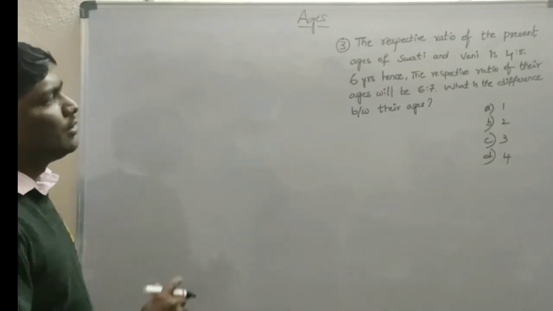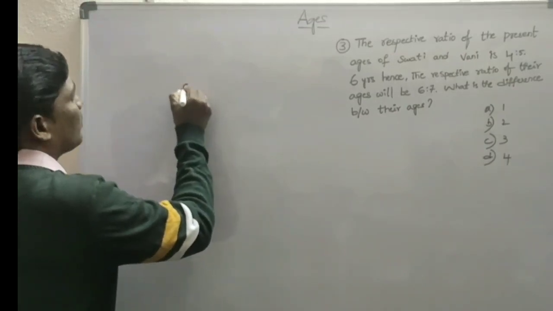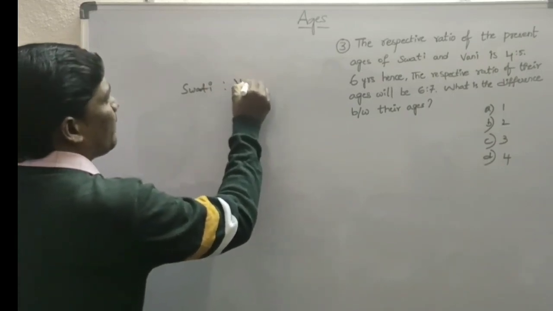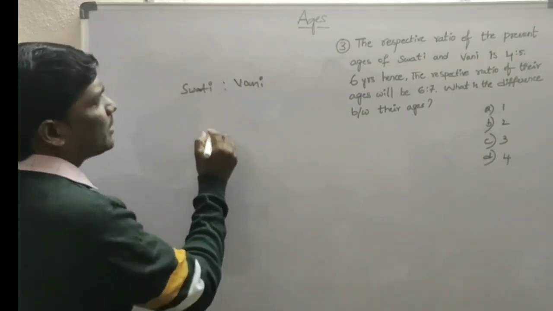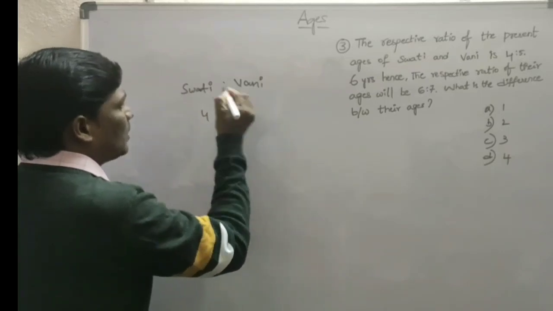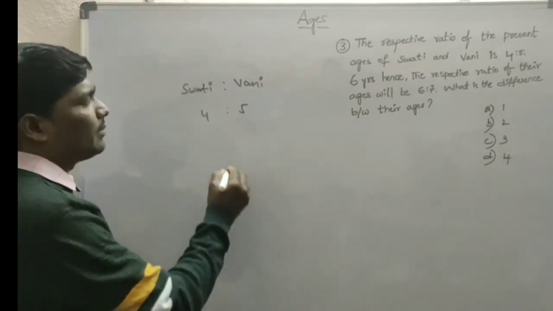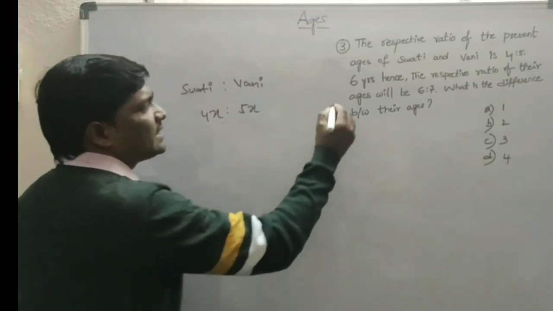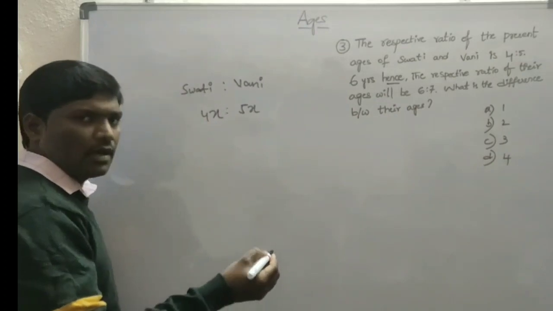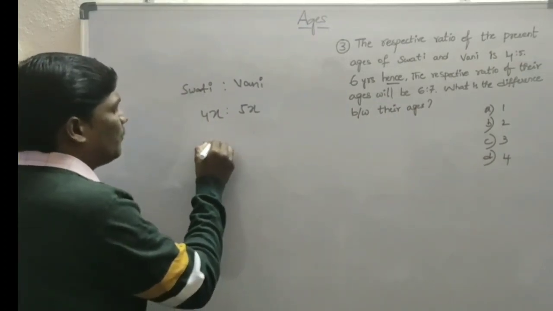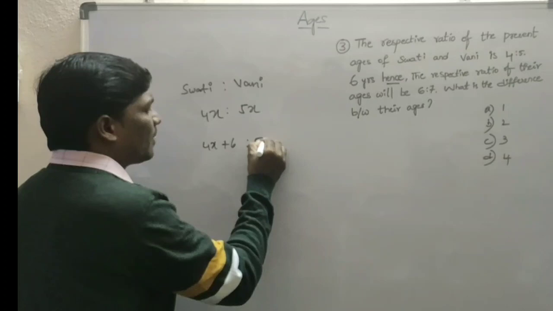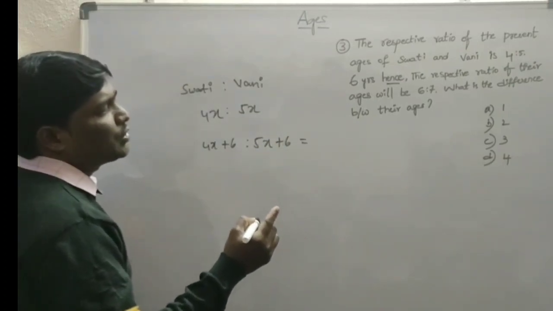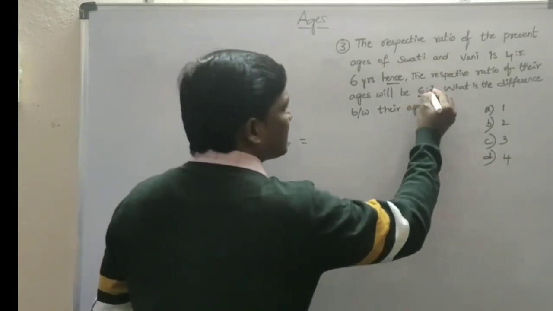ఓకే, సో స్వాతి అండ్ వాణి. ద గివెన్ రేషియో ఎంతండి? 4:5. సో స్వాతి ఏజ్, వాణి ఏజ్ మనకు తెలియదు కాబట్టి సో ఎక్స్ అనుకుందాం. 4x and 5x. సో 6 years hence అన్నాడు. Hence means after or plus. Okay, so 4x plus 6, 5x plus 6, 6 years hence the respective ratio of their ages will be 6:7.